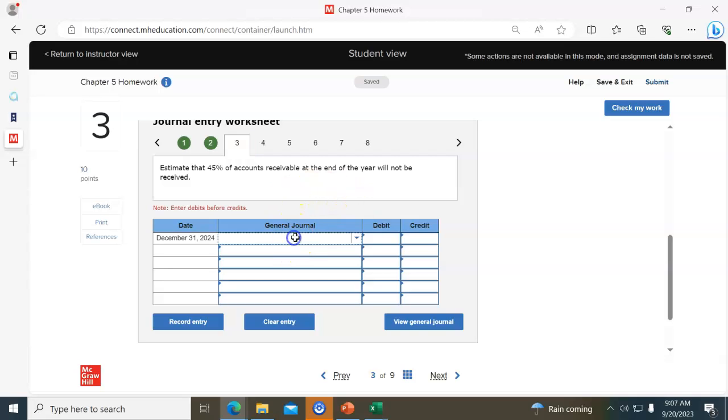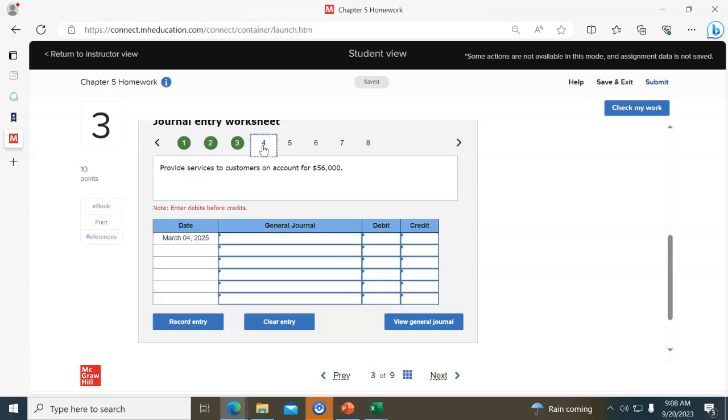16,000 times 45% is what? 7,200? So won't we debit bad debt expense of 7,200? Right? And we credit allowance for uncollectible accounts of 7,200. Right? Got me so far? Next.